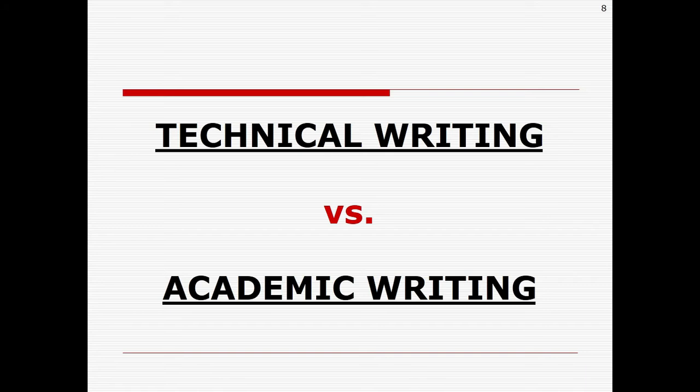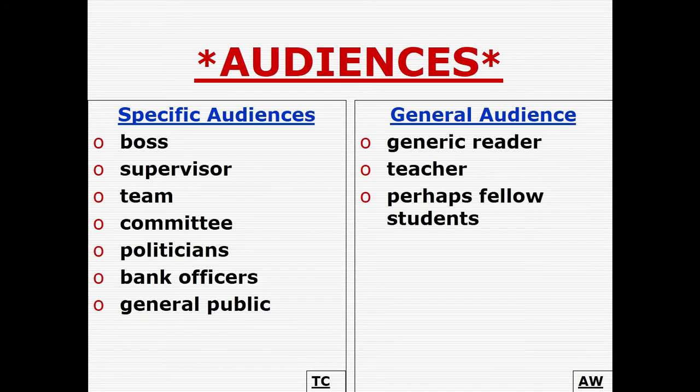Now, let's see the difference between technical writing and academic writing. On the left side is technical writing, and on the right side is academic writing. Let's see the difference in audience. When it comes to technical writing, the audiences are usually the boss, your supervisor, your team, your committee, the politicians, the bank officers, or the general public, and many others.